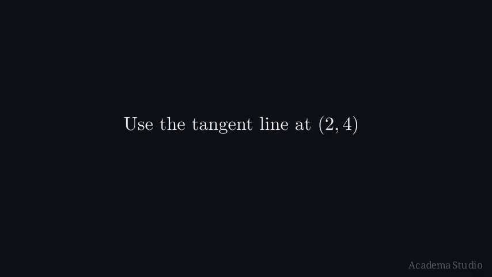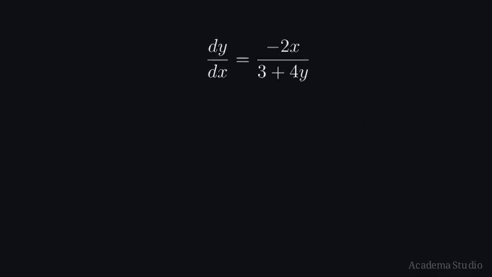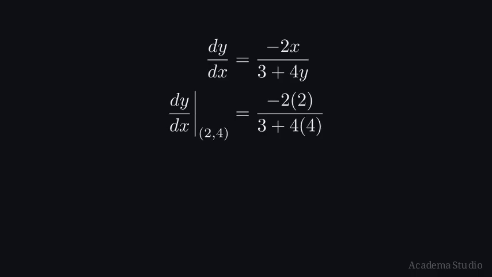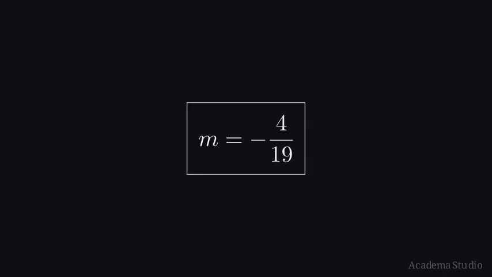Use the tangent line at (2, 4) to approximate y when x equals 3. The slope of the tangent line at (2, 4) is negative 4 over 19. The derivative of y with respect to x at (2, 4) equals negative 2(2) over 3 plus 4(4), which simplifies to negative 4 over 3 plus 16, which equals negative 4 over 19. So m equals negative 4 over 19.